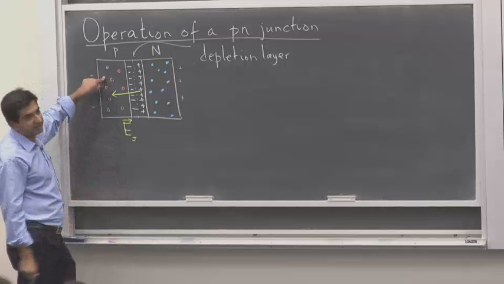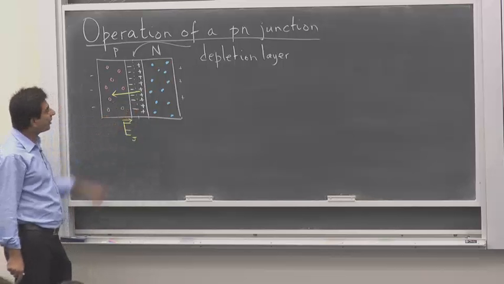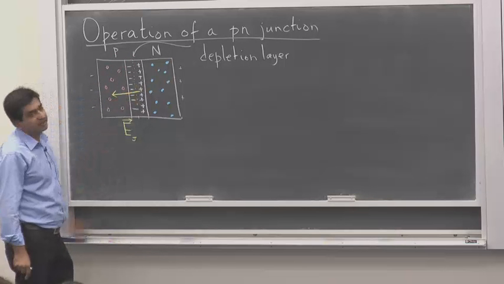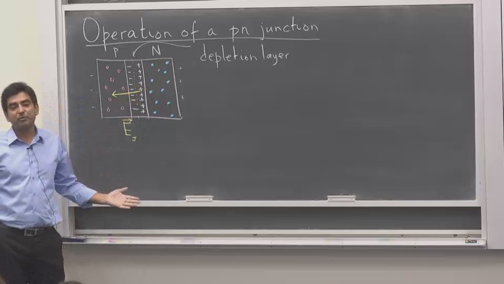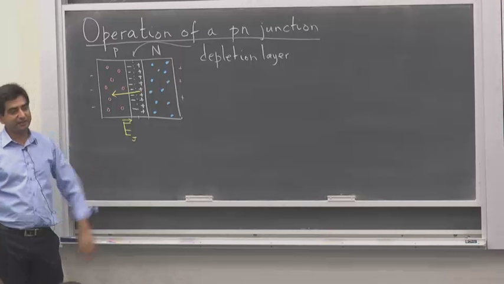Inside this region, the electric field is zero. Inside this region, the electric field is zero, and there exists a strong electric field inside the depletion layer, but it does not have any mobile charge carriers. So this is where we finish off our previous lecture.